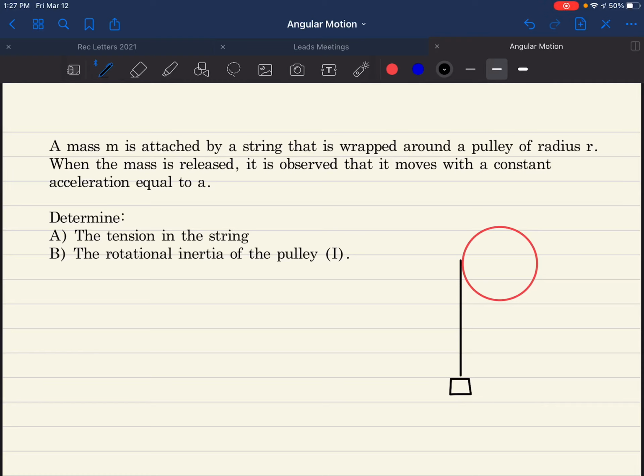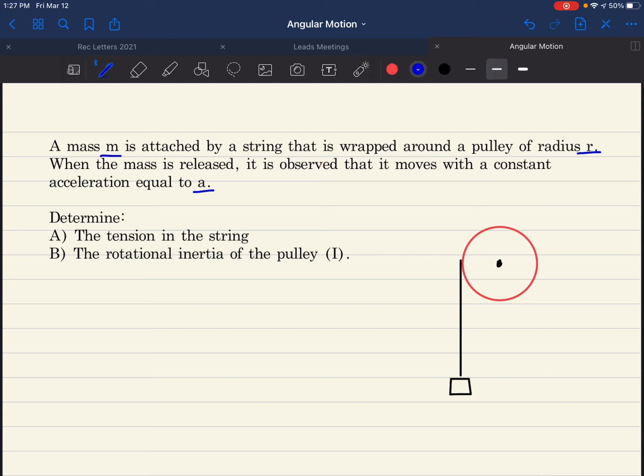All right, so for this question, what we've got is a pulley with a string wrapped around it, and that string is hanging down, and then that's attached to a mass. We know the mass of the object, m. We know the radius of the pulley, r. We know the acceleration of the mass, right? We're looking for the tension in the string and just the full-on rotational inertia of the pulley.